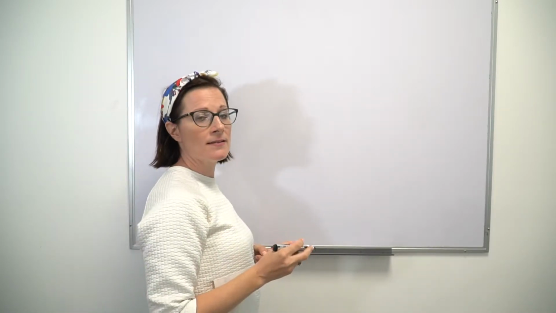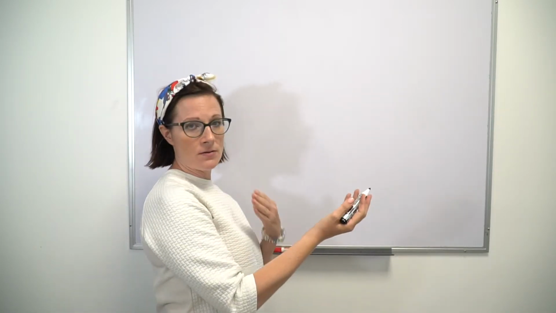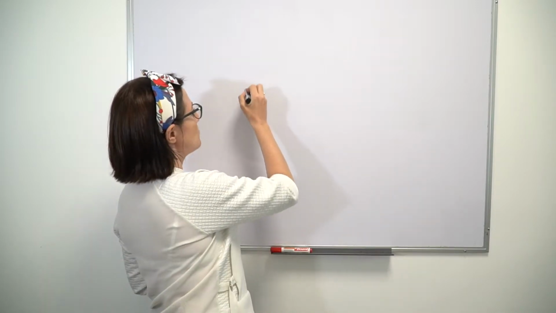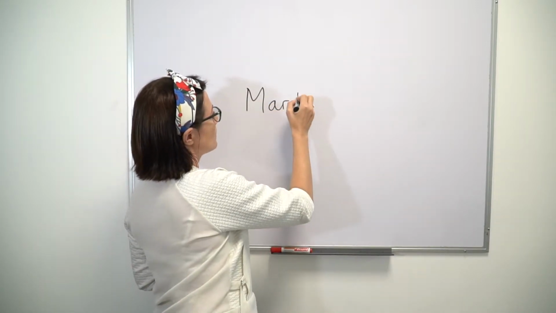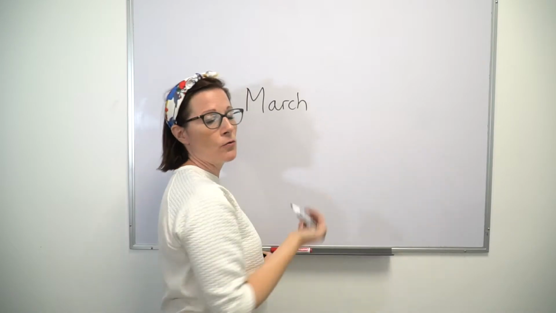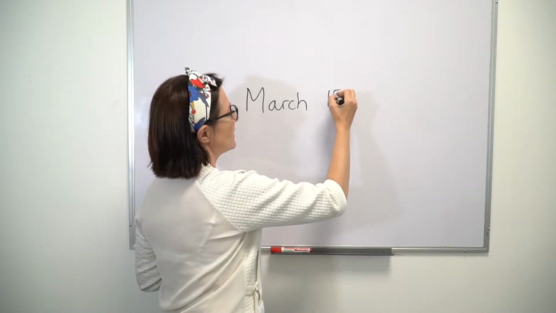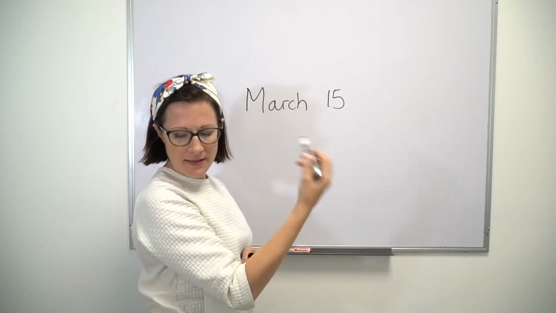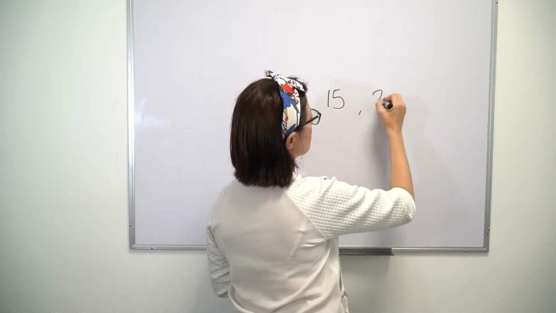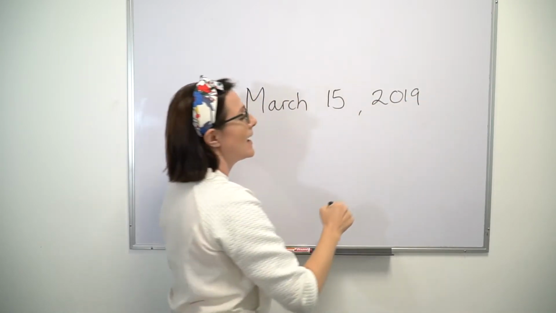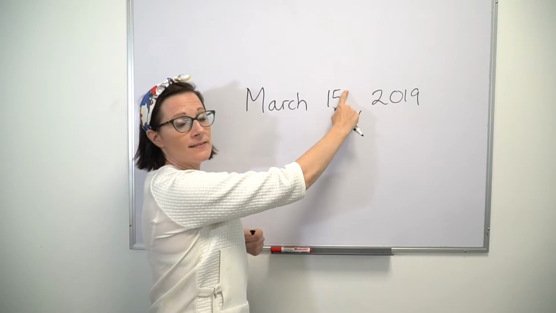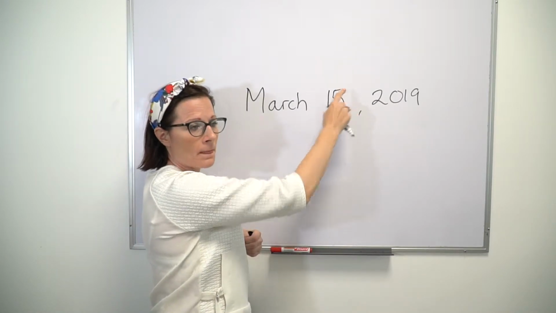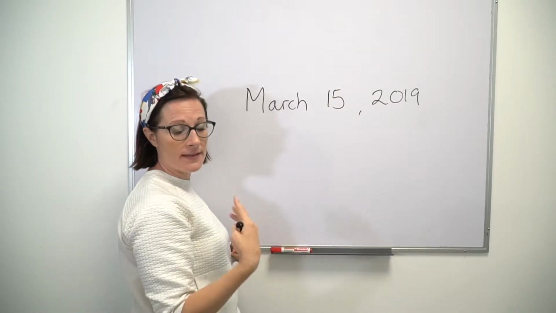In the US, they normally begin with the month first. So they would say March, and then they would go on to the day, which would be 15, and then they'd put the year. And if you notice, they don't put the letters TH when they're writing. When they're speaking, however, they do.